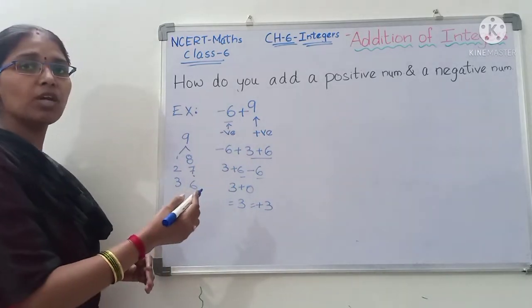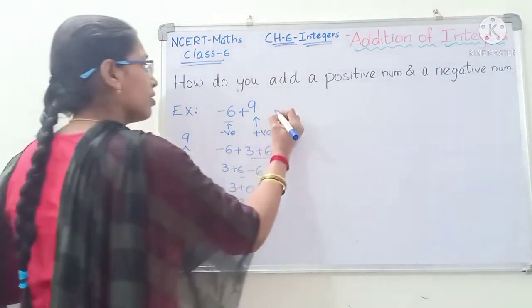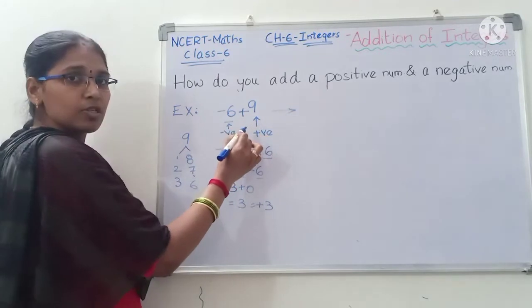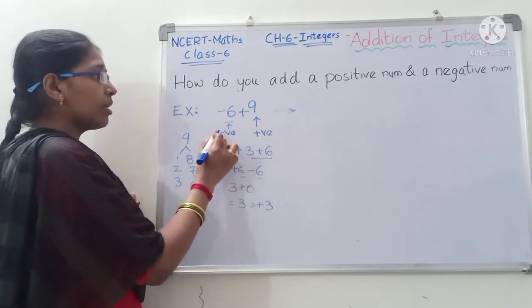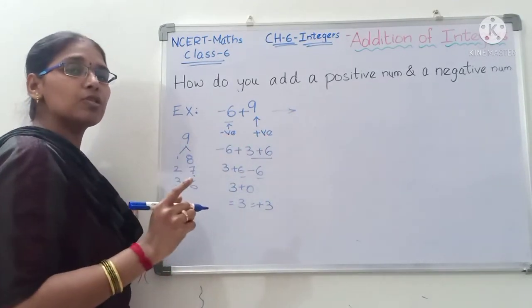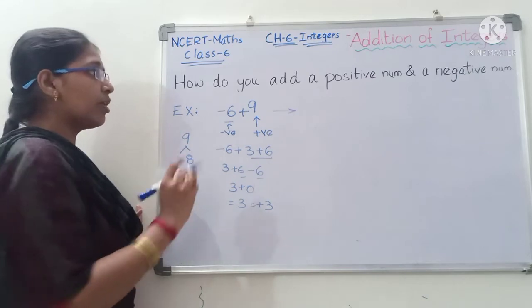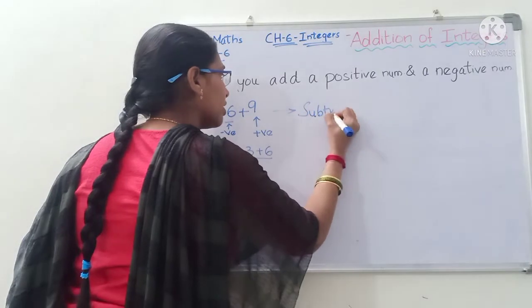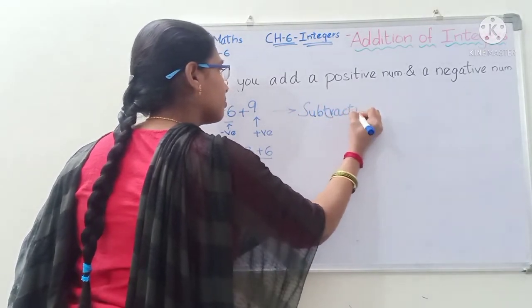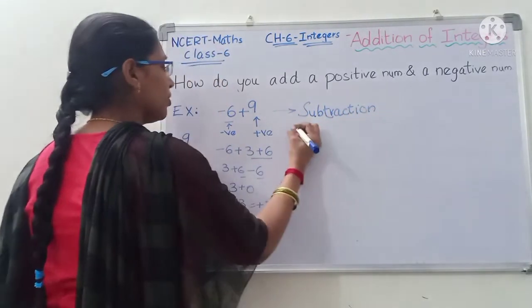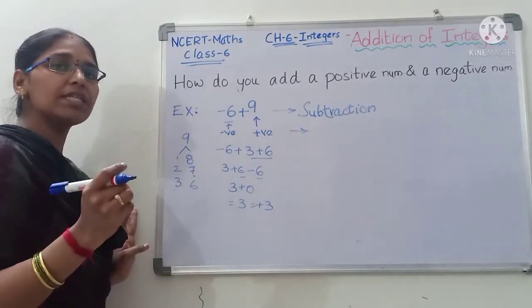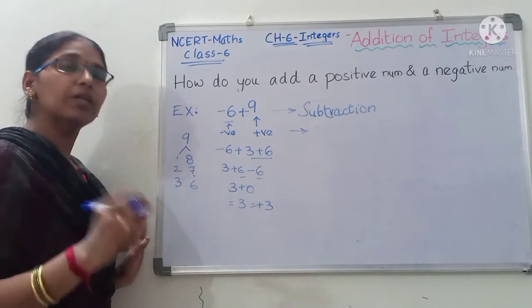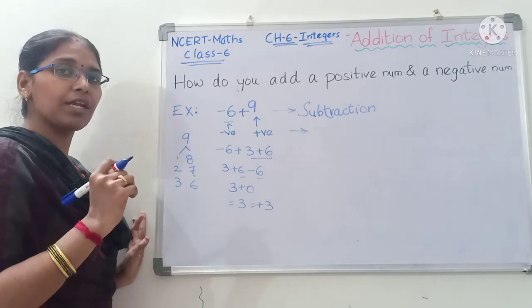So directly, how can we solve this problem? See this. One is a positive number, one is a negative number. If you are adding one positive number and one negative number, you should just do subtraction. How should you subtract? You always subtract a small number from a big number. Is it right or wrong?